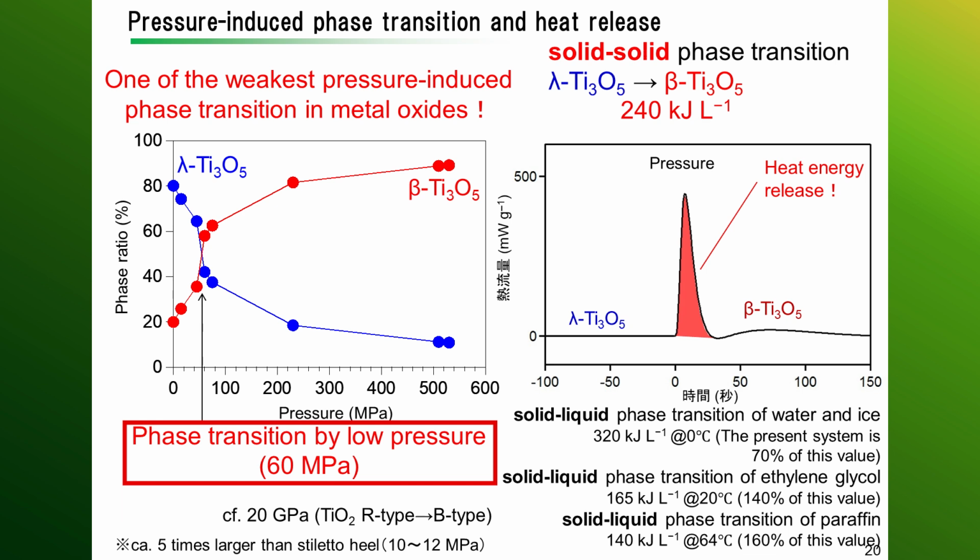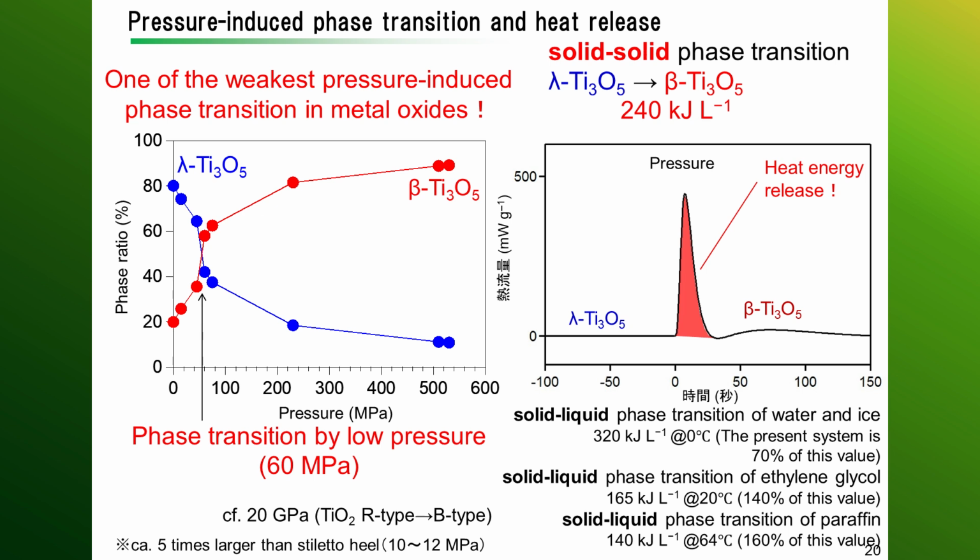However, the pressure used to induce a phase transition of ordinary titanium oxides from rutile to brookite is 20 gigapascals. Mega and giga are 10 to the 6th and 10 to the 9th, respectively. Thus, a pressure of 20 gigapascals is 3 orders of magnitude higher than a pressure of 60 megapascals.